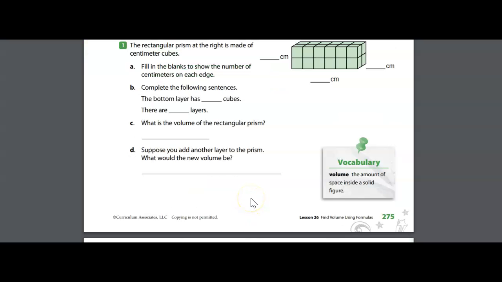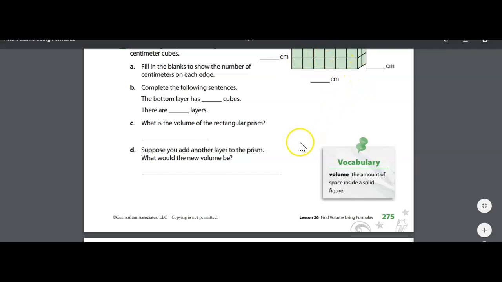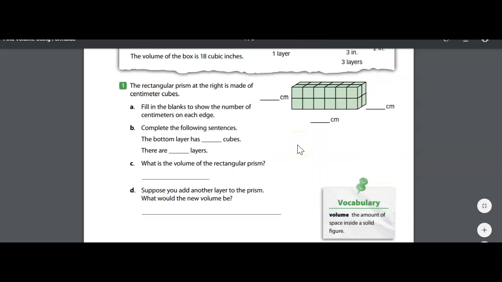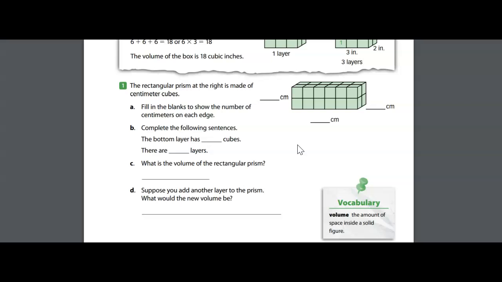The rectangular prism at the right here is made of centimeter cubes. Fill in the blanks to show the number of centimeters on each edge. So we see on this side we have our height, on the bottom we have our length, and on the side we have our width. Press pause, and based on your knowledge from the previous video, fill in the blanks.